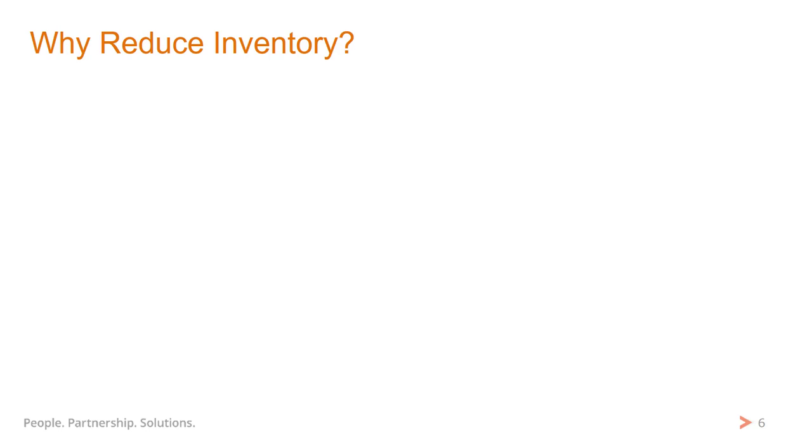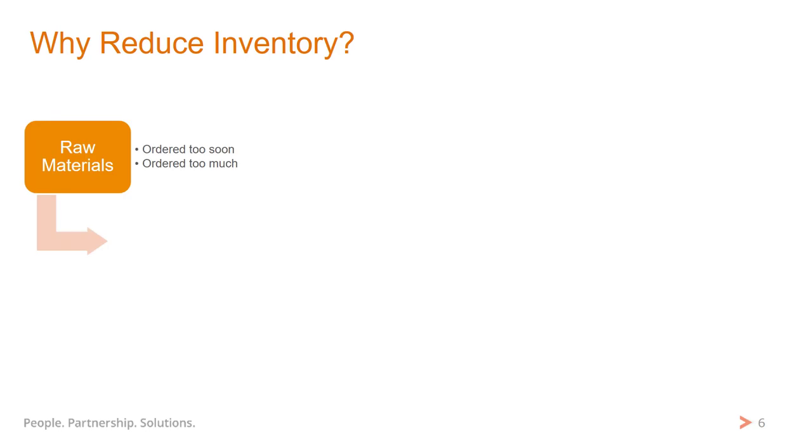Many of the themes of lean manufacturing look at reducing inventory. Why would we want to do that? How is that going to aid efficiency? Because in some ways this may be counterintuitive. Well, the danger is that with regards to raw materials entering the factory or the production, there's a danger that we might order too much, and there's a danger that we might order too soon.